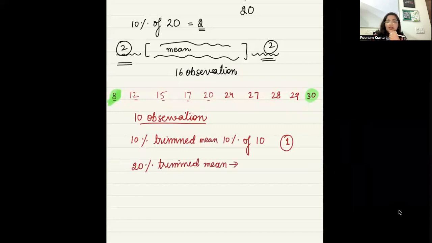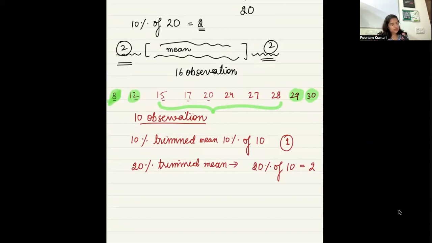What will be the 20% trimmed mean? Ma'am, 2. So 2 from the left and 2 from the right. Very nice. So 20% of 10 is what? 2. So you remove 2 observations from here and 2 observations from here. So whatever is left in between, you add all these and then you divide by 6. That is your 20% trimmed mean, right? Is that okay? Yes, ma'am.